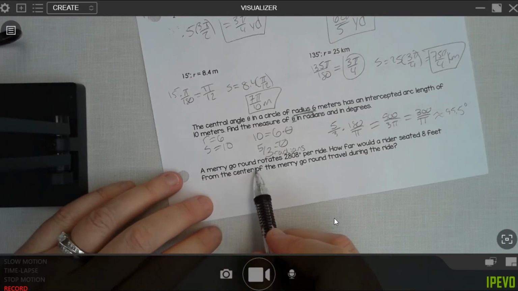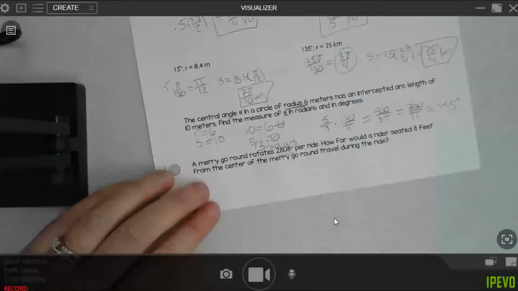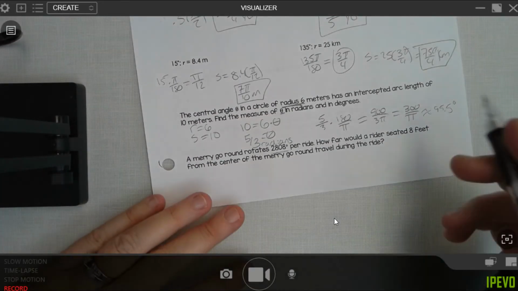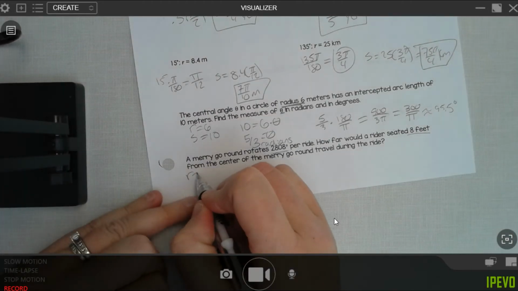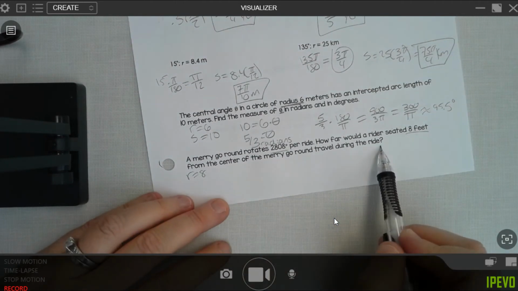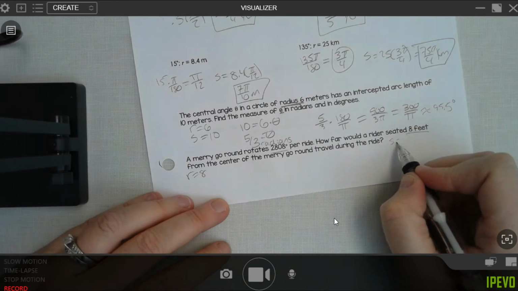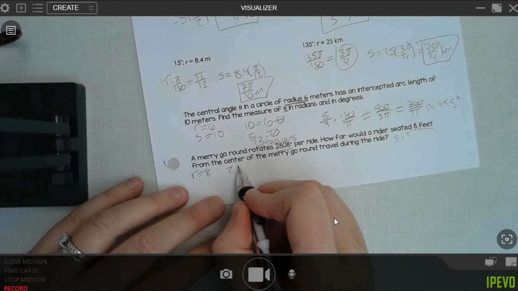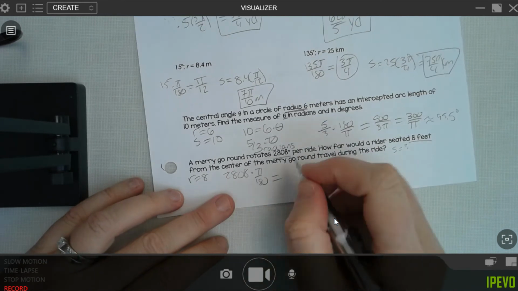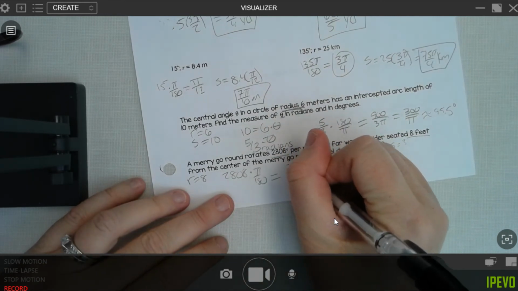So a merry-go-round rotates 2,808 degrees per ride. How far would a rider seated 8 feet from the center, so my r is 8, travel going around? So then we're trying to find S. So we don't know S. And I have to change this to radians. So I'm going to multiply it by pi over 180. So that gives me 78 pi over 5.